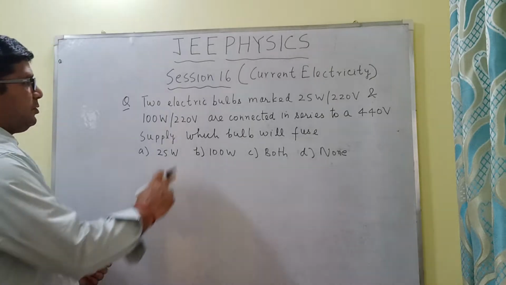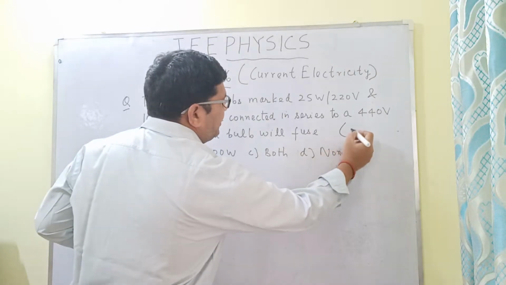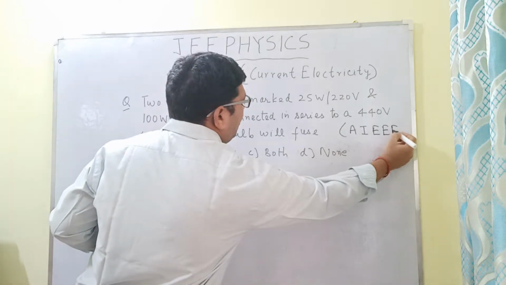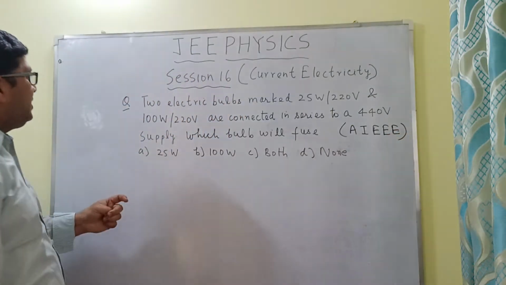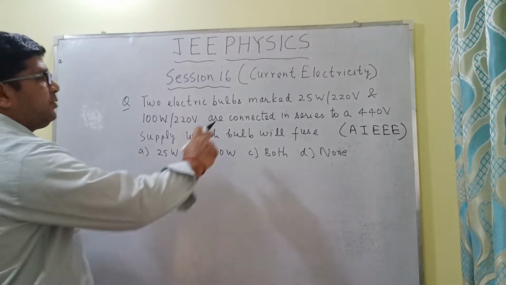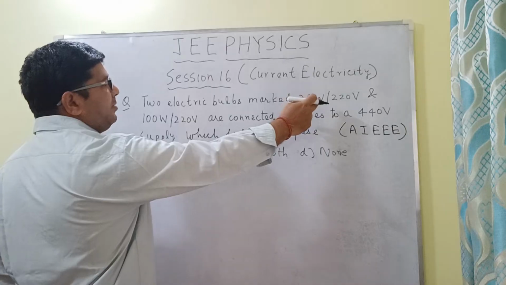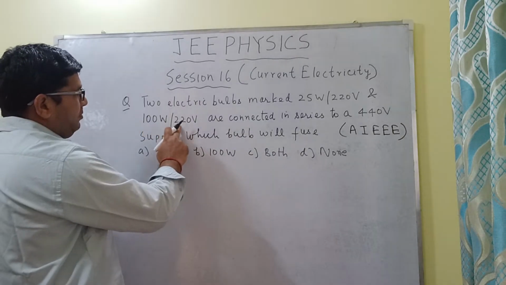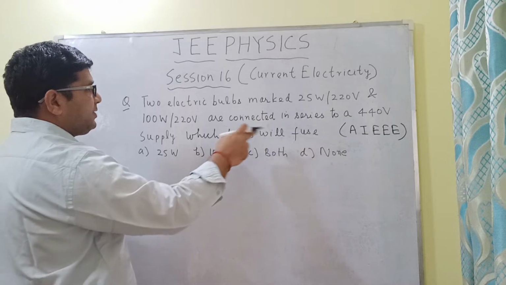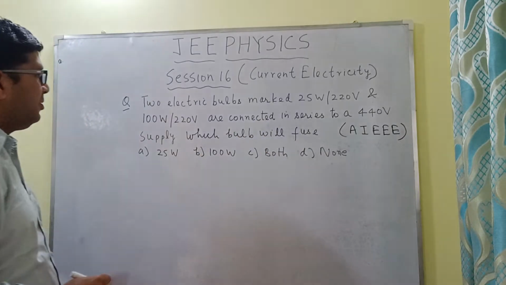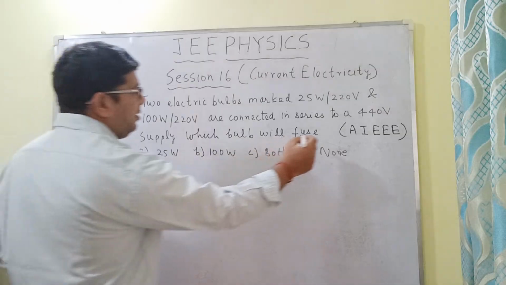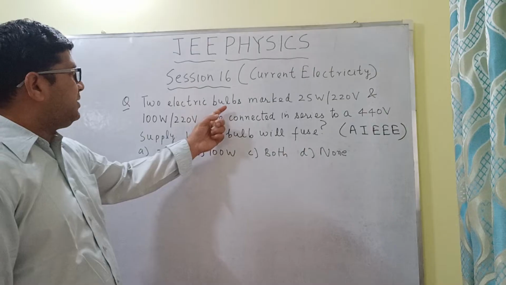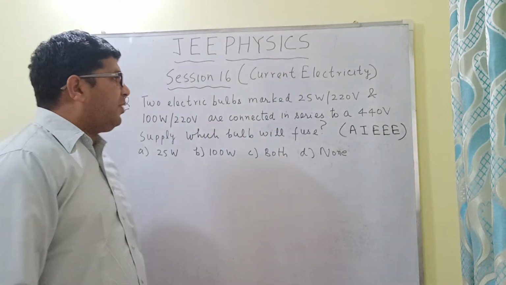So this question was asked in the IIT JEE examination, and the question is: two electric bulbs which are marked 25 watt and 220 volts, and there is another bulb which is marked as 100 watt 220 volts, are connected in series to a 440 volt supply. तो कौन सा बल्ब इसमें से फ्यूज होगा, that is the question. Which bulb will fuse when these are connected to a 440 volt supply.